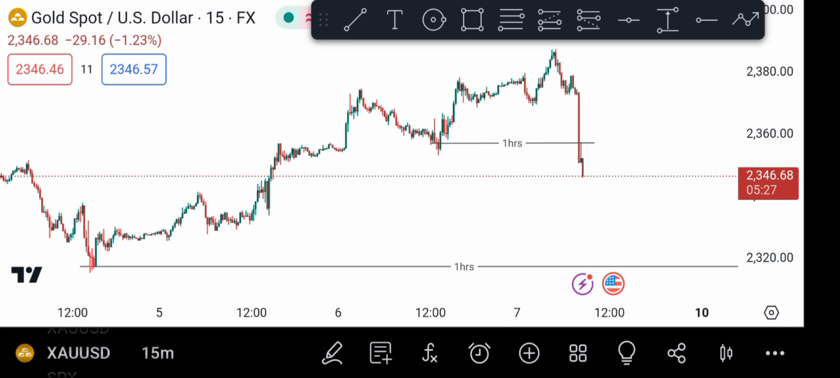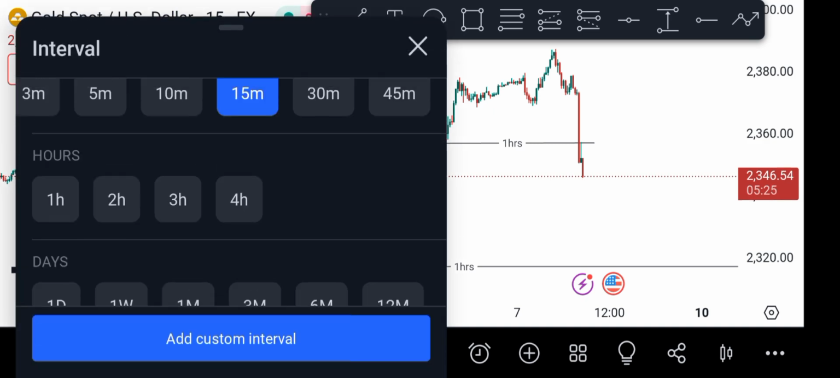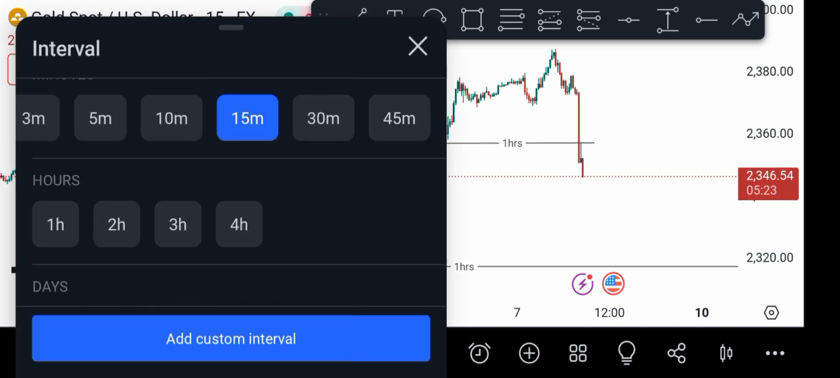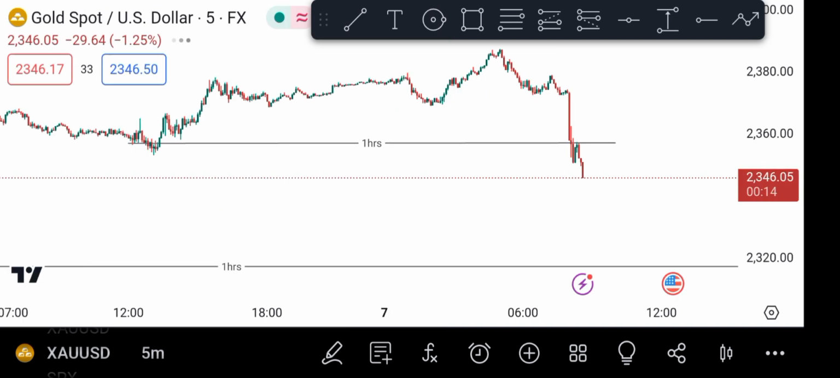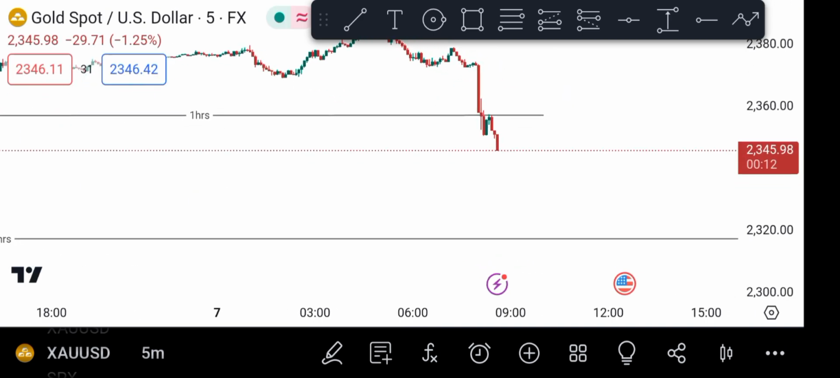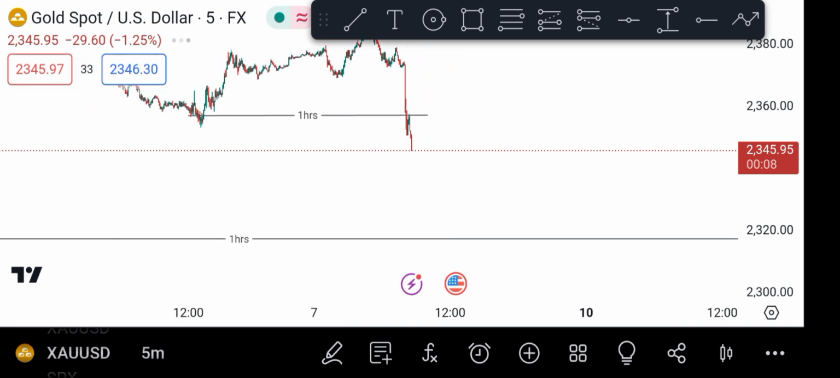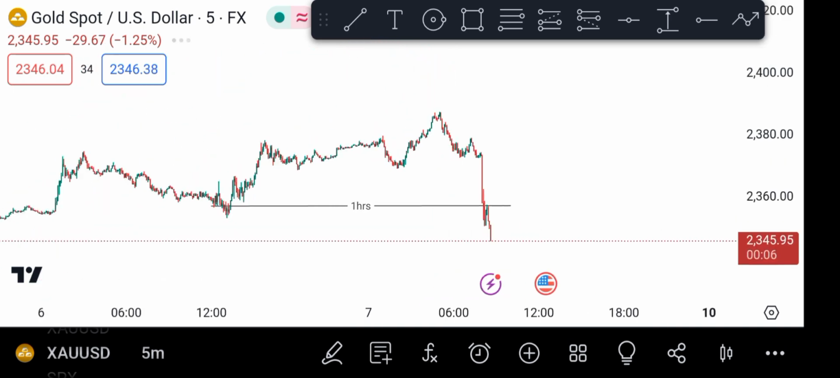Now let's go to the 5 minutes. For now, I entered late. That's why you see my stop loss is really high, because of what? Late entry. Now, if I were to be trading on a 15 minutes time frame, like I got this on a 15 minutes time frame.